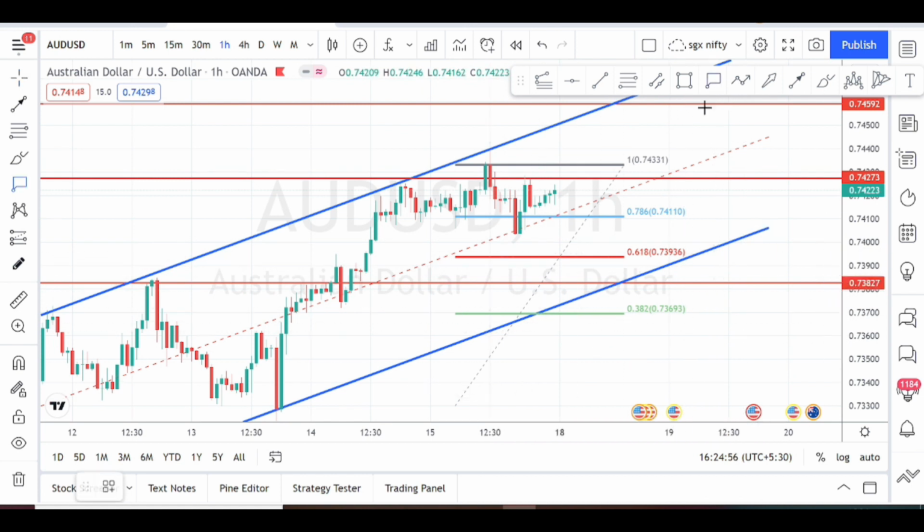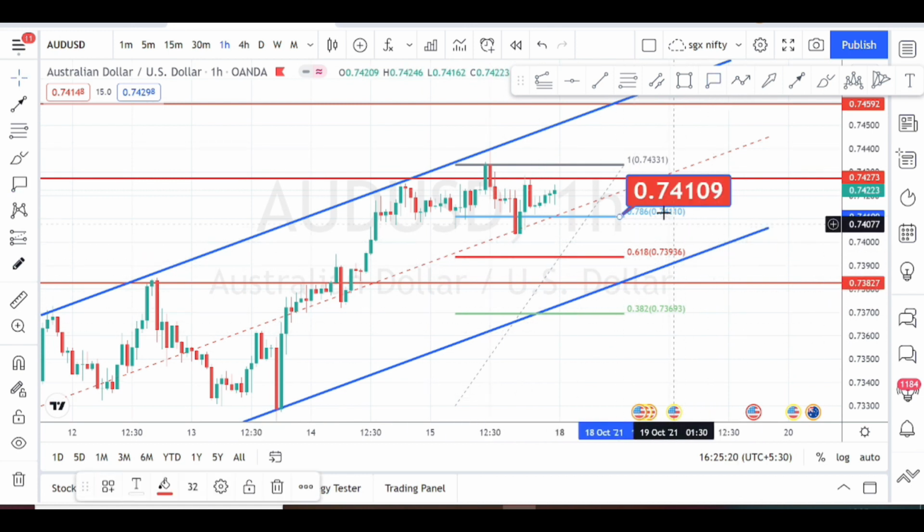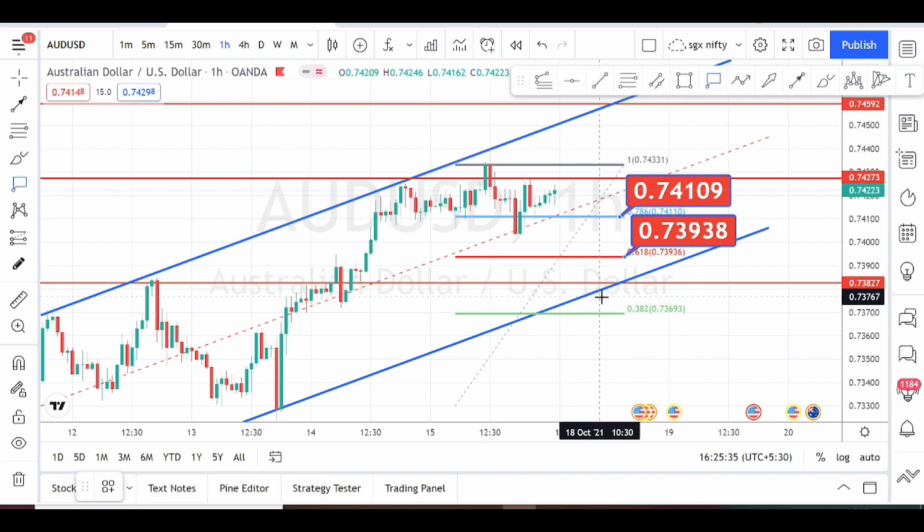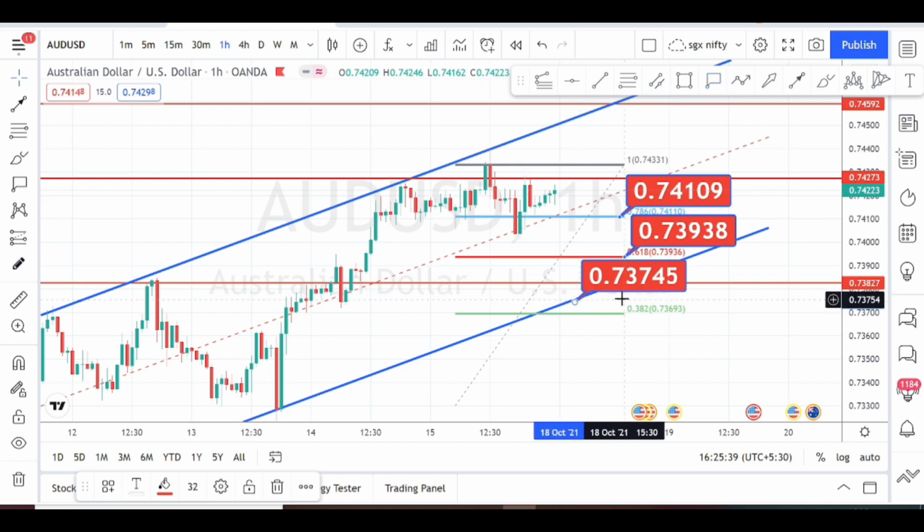So the first target on the downside is going to be 0.74109. The next target is going to be 0.73938, and the next target is going to be at the support line. This is going to act as a support, 0.73745. This is going to be the next support.